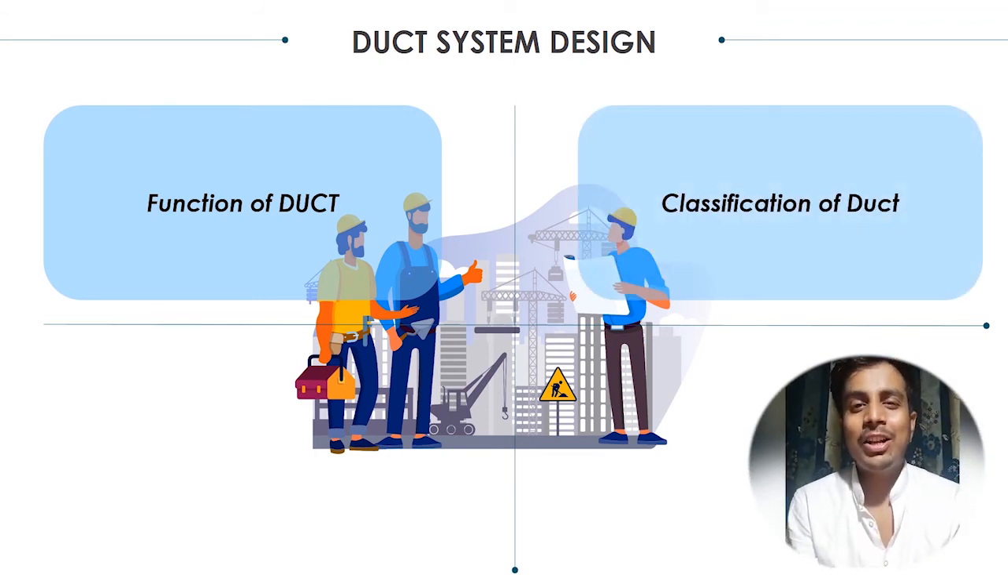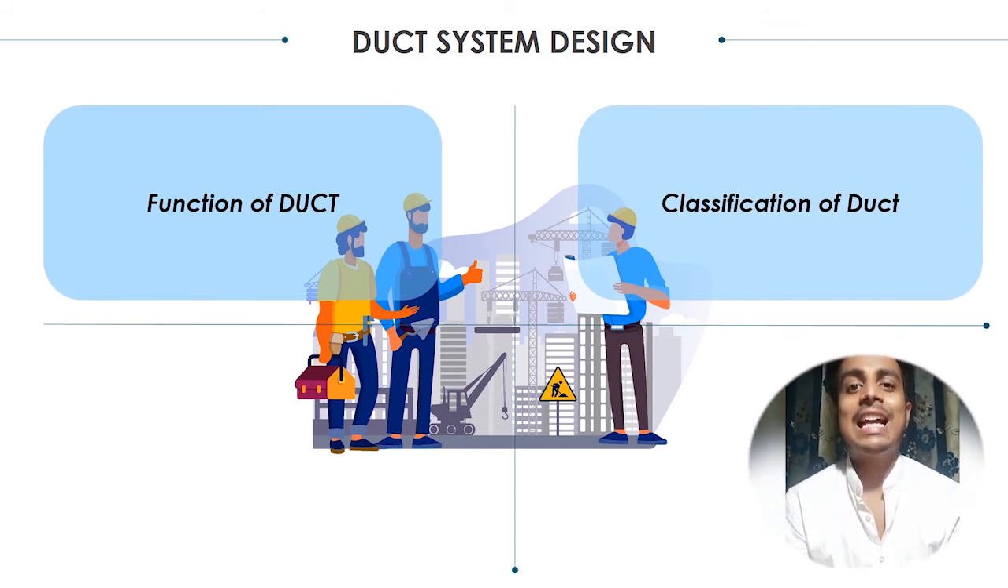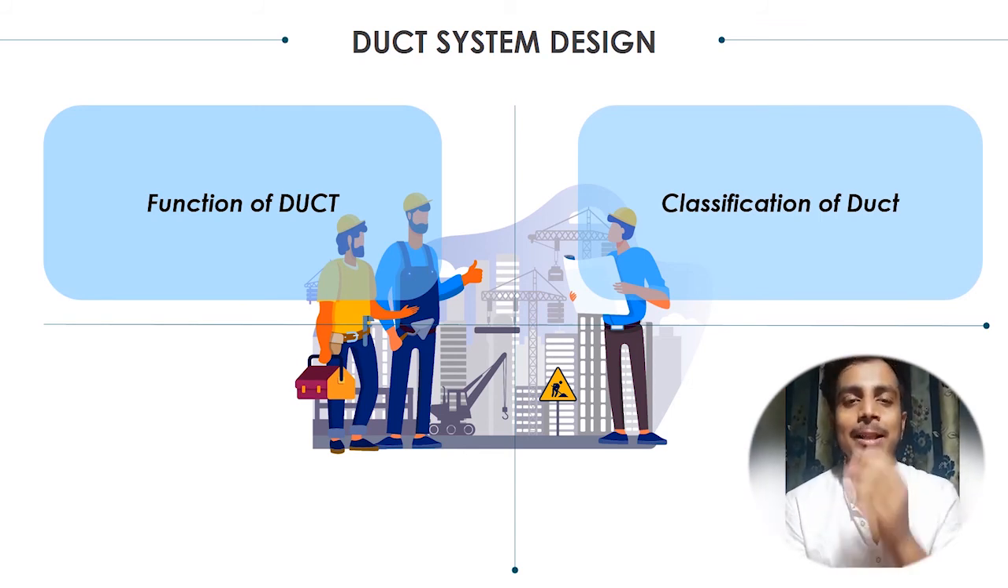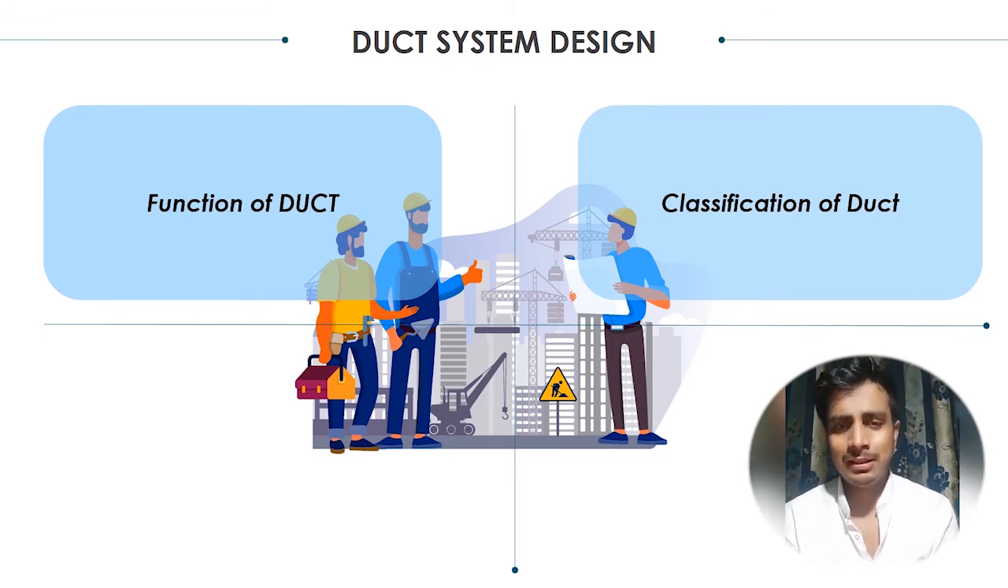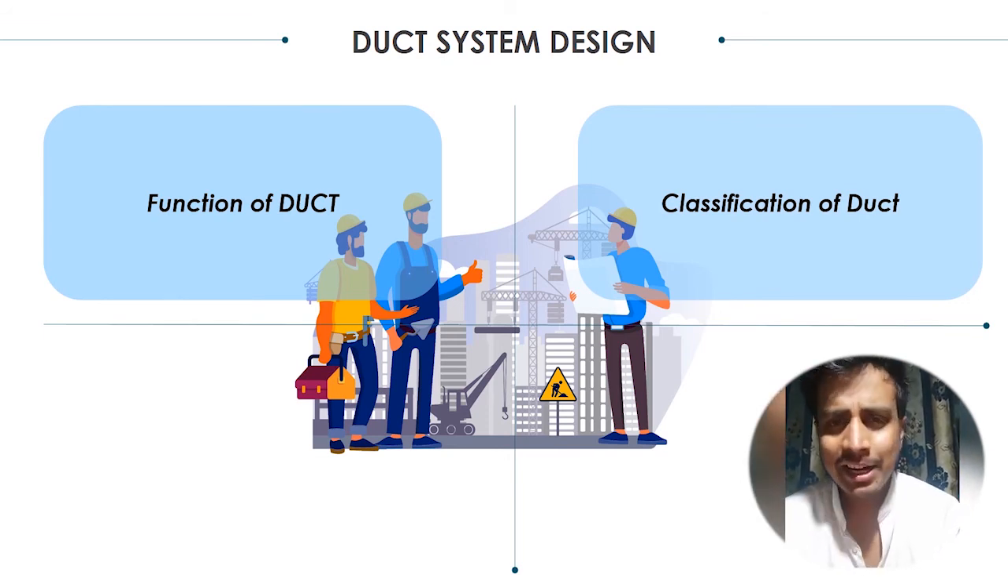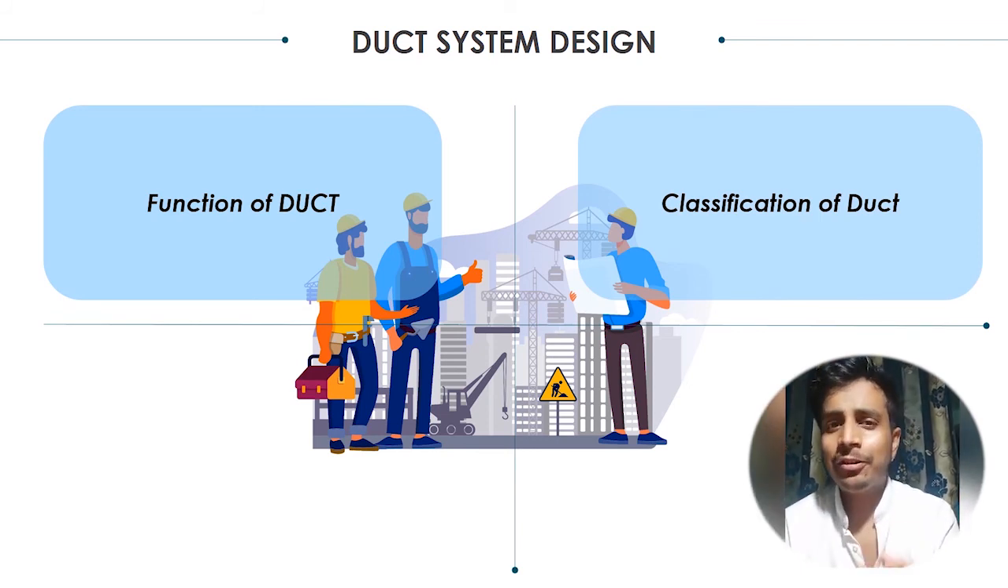Now, according to velocity, there are two types of duct: low velocity duct and high velocity duct. And according to pressure, there are also two types of duct: low pressure duct and high pressure duct. And according to the types of air which is carried in a duct system, there are three types. First is supply air duct, second is return air duct, and third is fresh air duct.